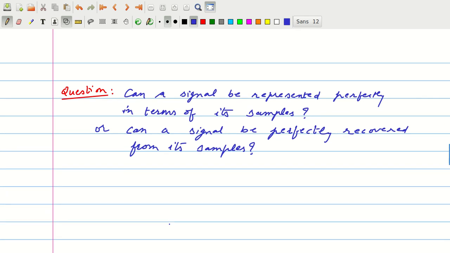Can a signal be represented perfectly in terms of its samples, or equivalently can a signal be perfectly recovered from its samples? So the answer to these questions lies in what we call the sampling theorem. The sampling theorem and related aspects we shall discuss in a subsequent module.